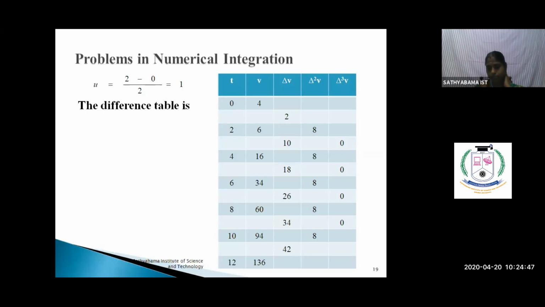Like this, 16 minus 6 is 10. 34 minus 16 is 18. 60 minus 34 is 26. 94 minus 60 is 34. Like this, 136 minus 94 is 42. Second value minus the previous value. Like this, you are finding all the differences: first differences, second differences, and third differences. And note down here, the third difference becomes 0. It's very easy.